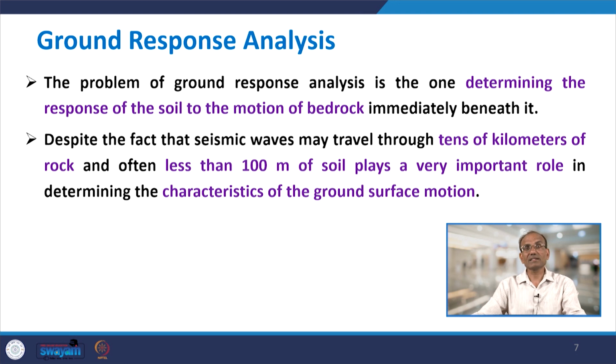Despite the fact that seismic waves may travel through tens of kilometers of rock and often less than 100 meters of soil, soil plays a very important role in determining the characteristics of the ground surface motion. So, normally, before the earthquake wave, or what we call the elastic wave, reaches the ground surface, it may travel tens of kilometers, particularly inside the rock, and only maybe a few meters of soil. But still, soil plays a very important role in determining the characteristics of the ground surface motion, and how it plays that role we are going to discuss.